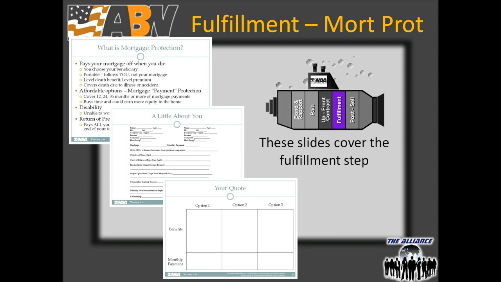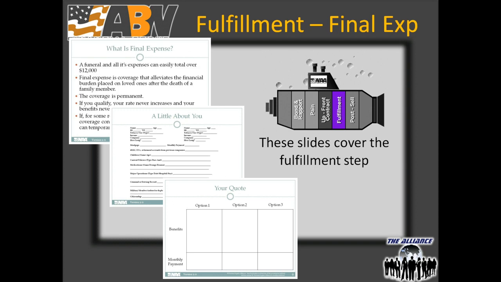Okay, so once you get the fulfillment compartment closed, then we move on to the post-sale. Oh, sorry, this is the final expense version of the fulfillment. Okay, you're talking about what is final expense. This is how final expense will solve their problem. We're going to find out a little bit more about them to see what they can fit into as far as product line, and then we're going to give them three quotes. So this is the fulfillment pages for the final expense.